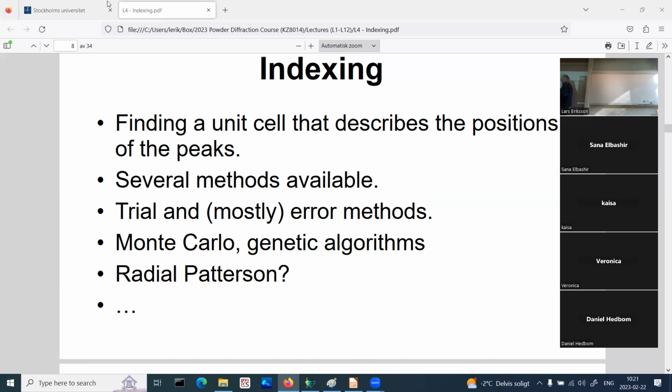I mean, a trial and error method is perhaps Monte Carlo. Try some random unit cell parameters and see if it fits. Change some of them in a Monte Carlo point of view, and maybe evolve these unit cell parameters with some kind of algorithm, genetic algorithm. Fancy word nowadays.